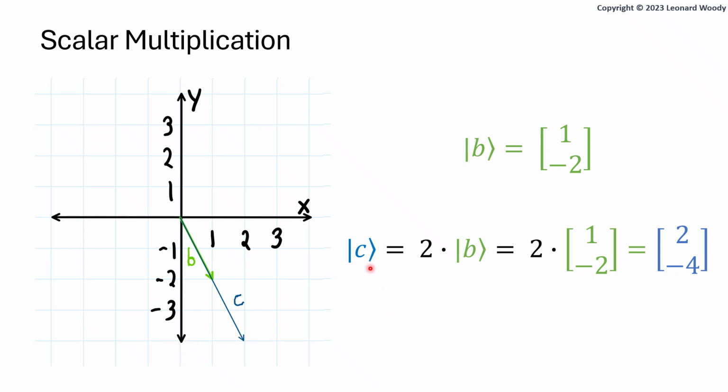We can do this algebraically. Our C vector will be equal to 2 times B, which is 2 times 1, -2. So 2 times 1 is 2, 2 times -2 is -4. So you just take the scalar, which is a number, and multiply it through the components of the vector.